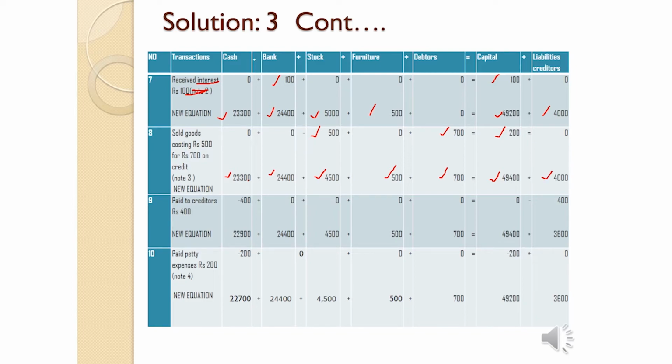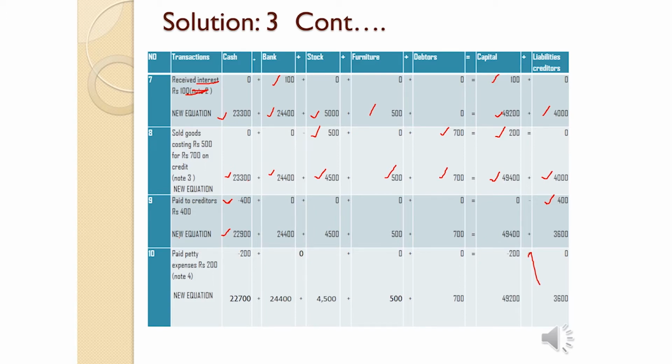So now you total here. Next transaction is paid to creditors rupees 400. So paid to creditors, so automatically the cash value decreased rupees 400. Then creditors value increased rupees 400. So the liability increased and cash will be decreased. So the net amount is 23,300 minus 400, 22,900. Here 24,400. Here 4,500. Next here 500, rupees 700, 49,400, 3,600.